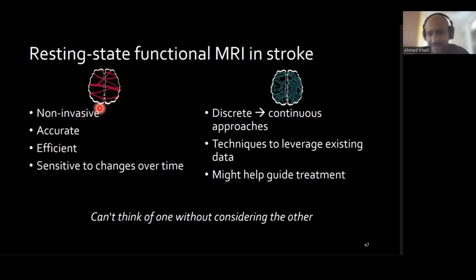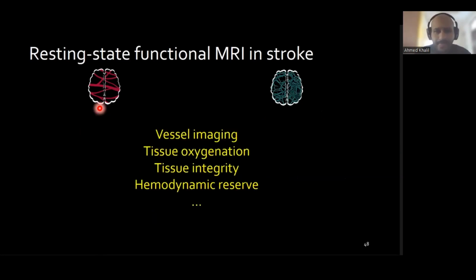One thing that I skipped over towards the end is that these two things, the vascular and the functional, really interact with each other very closely. You cannot really think of one without considering the other. Especially in a disease like stroke, where we know there are derangements in both the vascular and the functional, you have to think carefully about how you're interpreting your data when you're only interested in looking at one or the other.